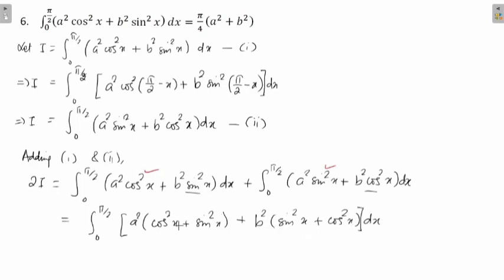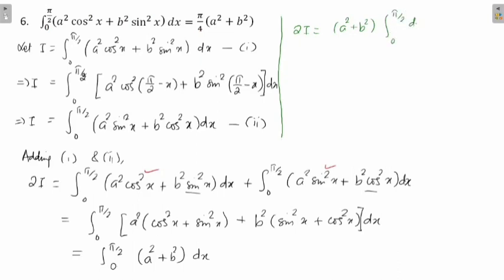Now if you observe, cos square theta plus sine square theta is 1. Similarly this also becomes 1, so this can be written as integral 0 to pi by 2 of a square plus b square dx. Because this is 1, this is also 1. So we get 2I equals to, you bring this constant outside the integral sign, a square plus b square integral 0 to pi by 2 dx, right? Integral dx is just x.